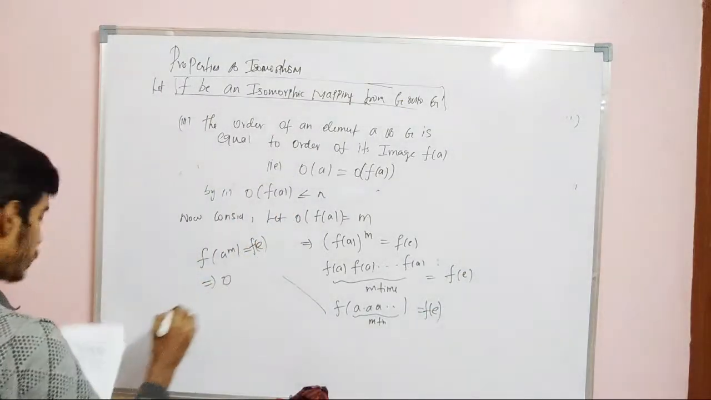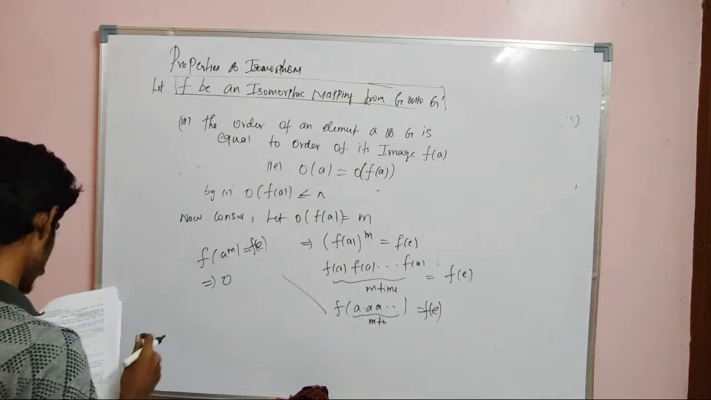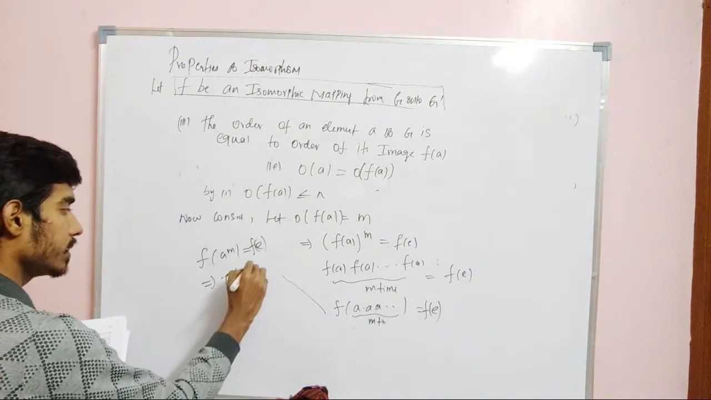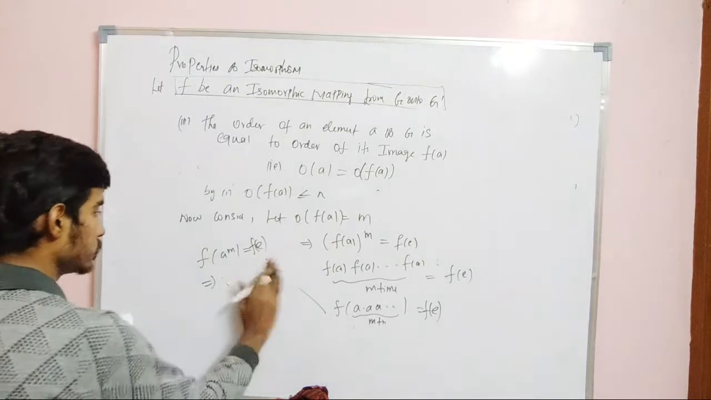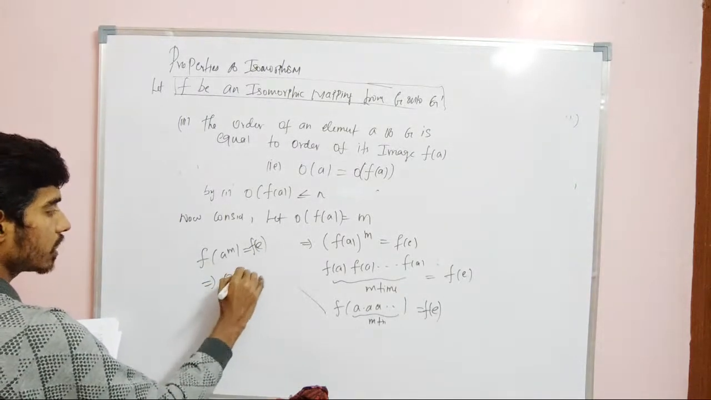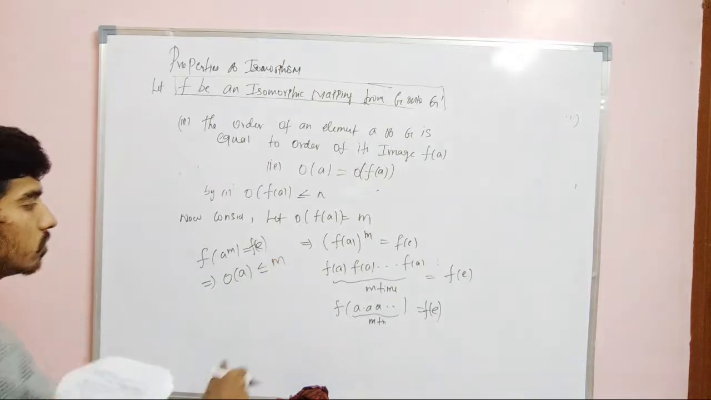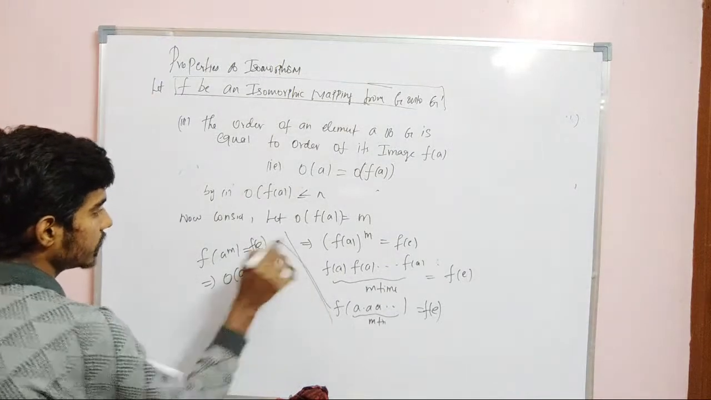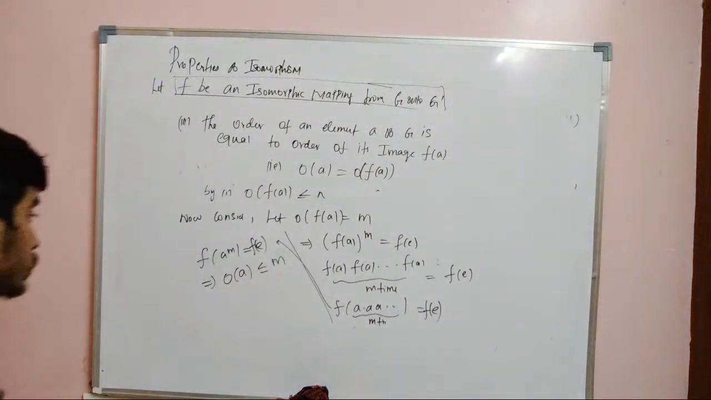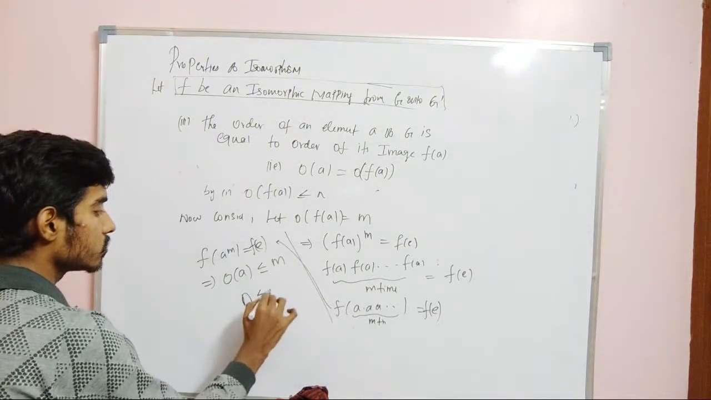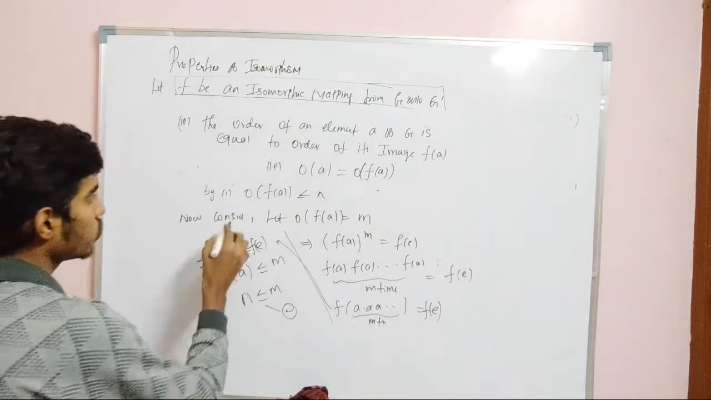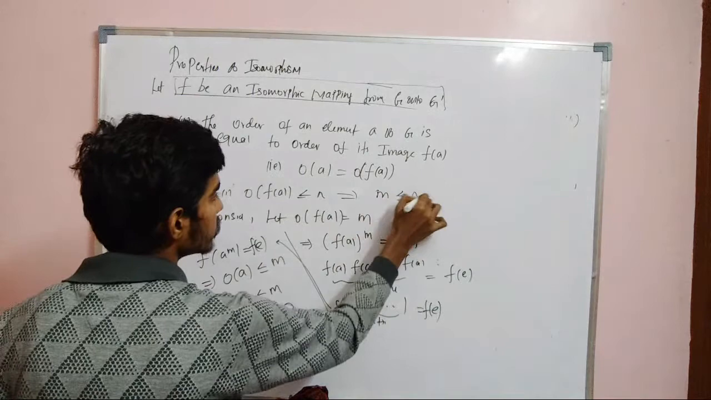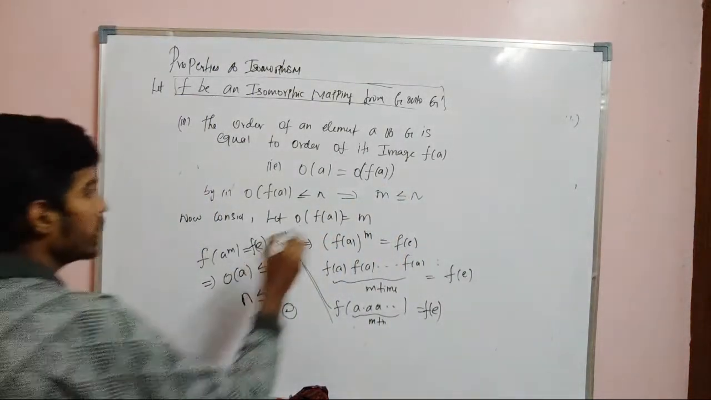So this means the order of a power m is equal to f of e, which means the order of a is always less than or equal to m. So we have order of a is less than or equal to m. What I have assumed, order of a is n, so n is less than or equal to m. From 1 we have order of f of a is less than or equal to n, and we assumed order of f of a is equal to m, so m is less than or equal to n. So this is by 1.